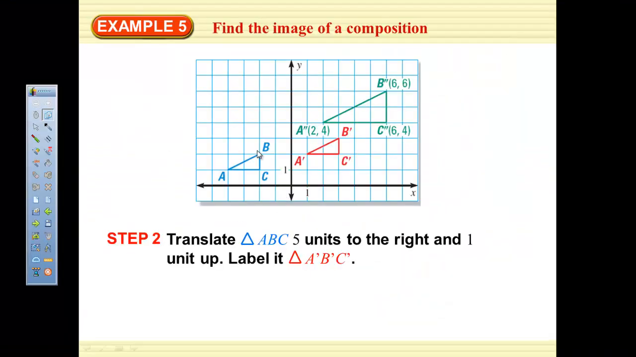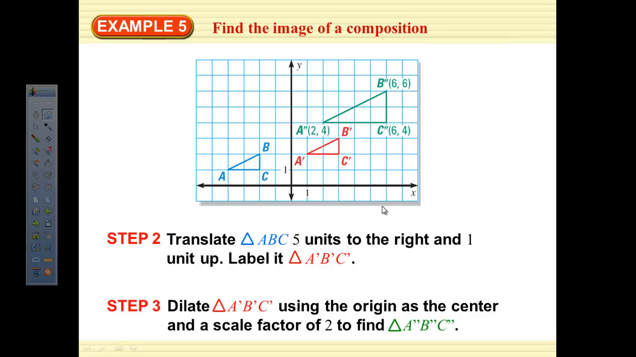So there you go. We move it 5 to the right and 1 up. So literally 1, 2, 3, 4, 5, and 1 up. And we do that for all 3 points. And then we just double the coordinates. If you look at it carefully, if I go from A prime, I go 1 to the right and 2 up. So of course I would go 2 and 4 to get to the other one. So I'm doing twice the coordinates as well.